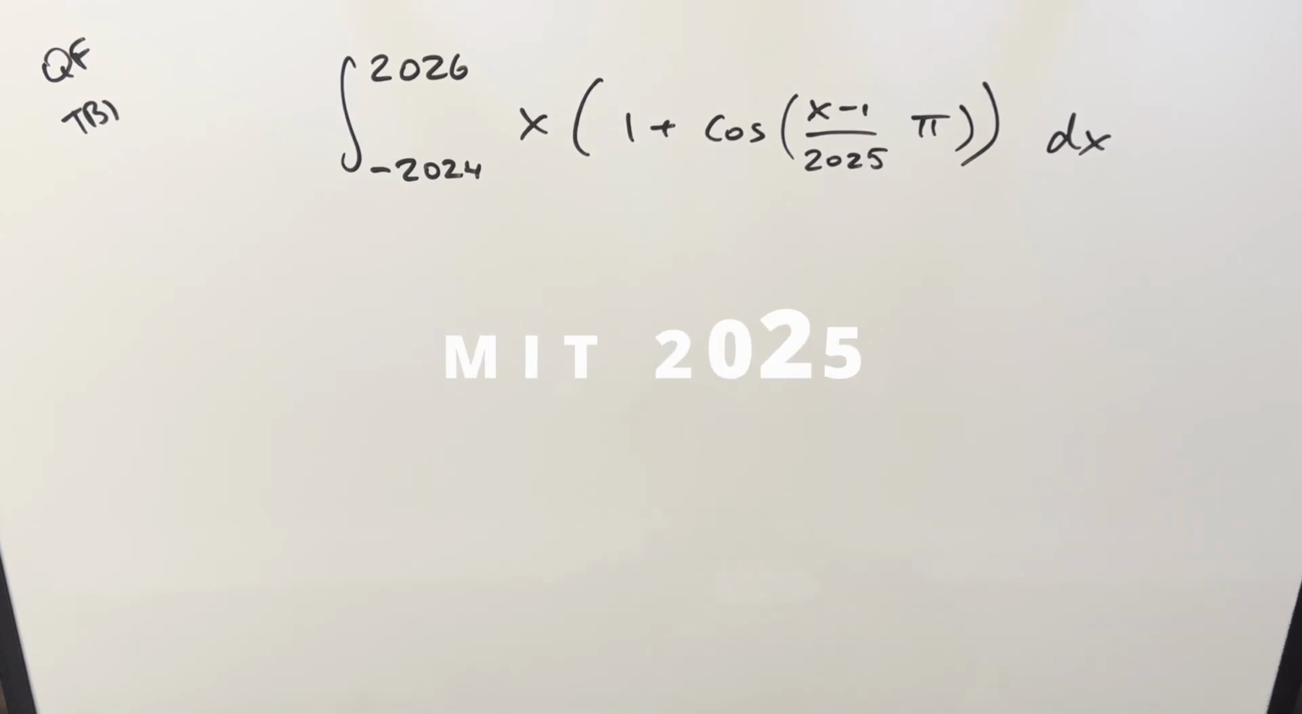Okay, we have here today a nice integral from the MIT Integration Bee 2025 quarterfinals tiebreaker number 1. We have the integral from minus 2024 to 2026 of x times (1 plus cosine of (x minus 1) over 2025 times pi) dx. Okay, there's quite a few different scary parts to this.